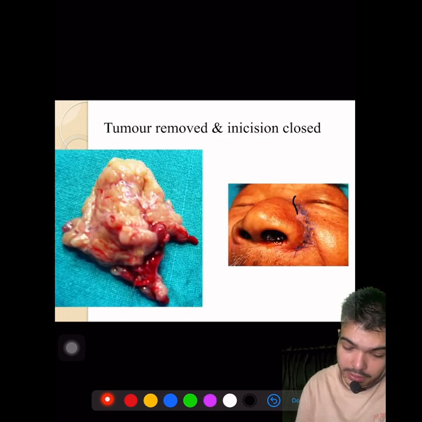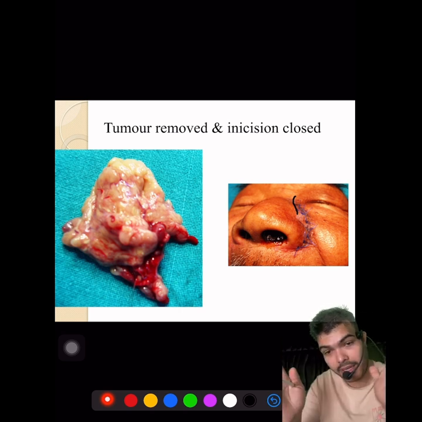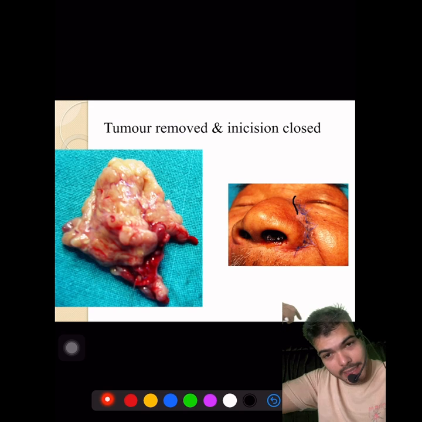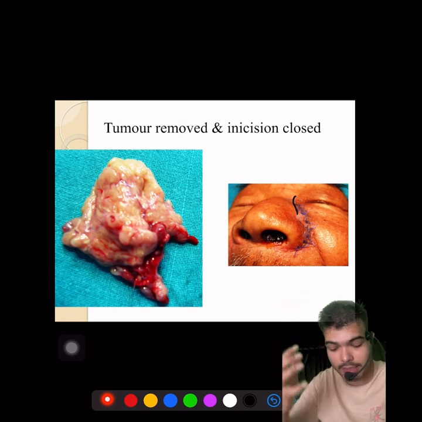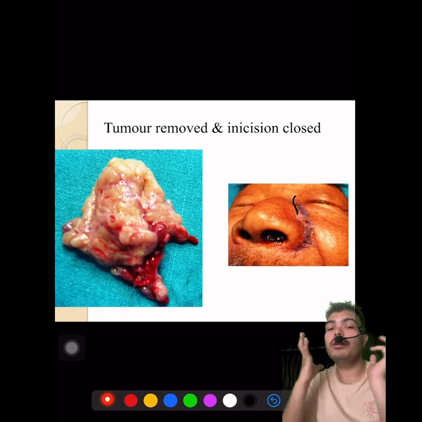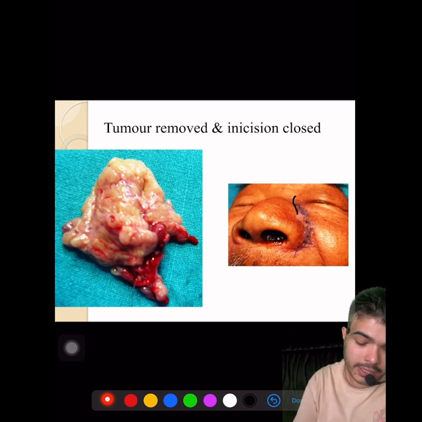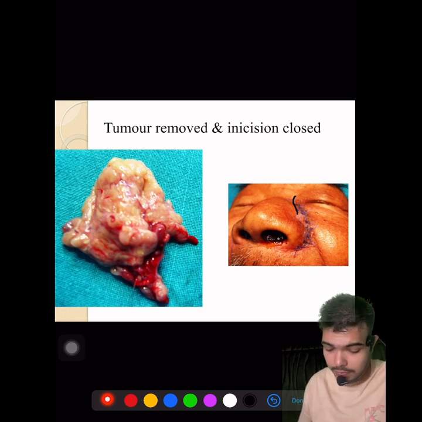Midfacial degloving. Yes, you're opening a face like a globe. Okay, this was osteoplastic repair. This one is bicoronal osteoplastic repair, and this is midfacial degloving. Now let's come to the sinonasal malignancy proper. So let's discuss from here only.